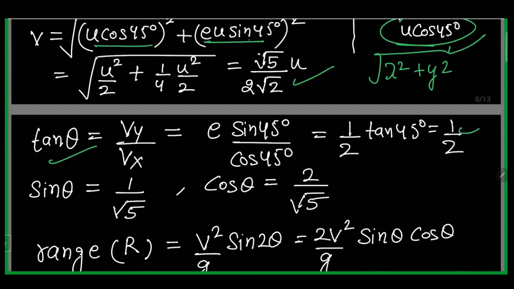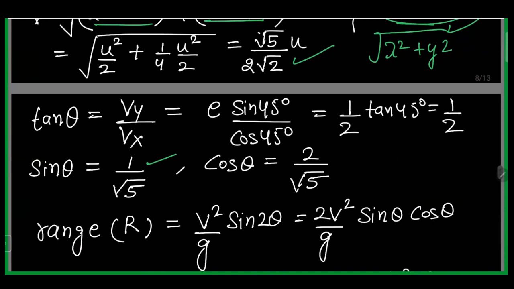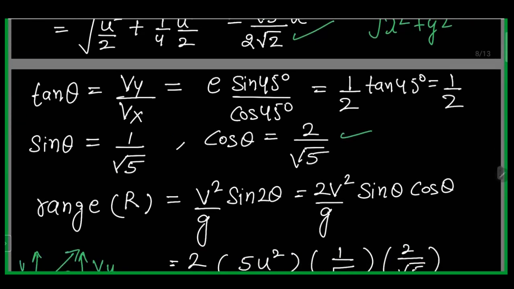If your tan theta is half, then your sine theta will be 1 by root 5. You can easily find this. I hope you know how, if you know tan theta, you can find sine theta and cos theta. If you don't know, please learn this. This is very important. If you don't know, then you don't have very good basics, and you should look at basic trigonometry. Cos theta will be 2 by root 5.